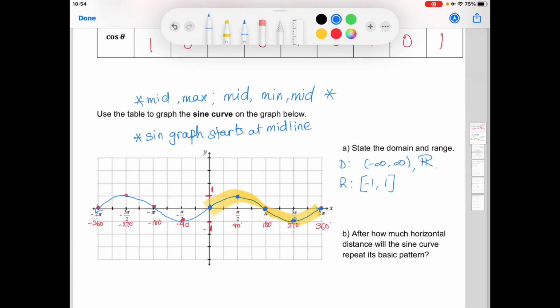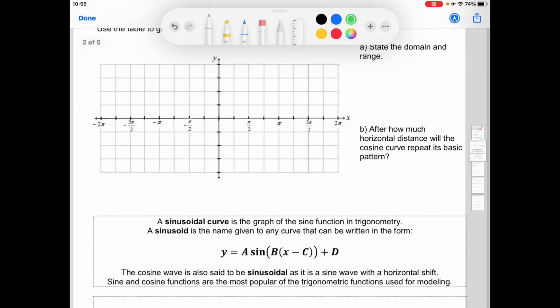So if you look at it, I went from mid, max, mid, min. I'm going to use a different color, so I'm going to start again. Mid, max, mid, min, mid. So how long was that? And then if I go again, it will be max. So it is 360 degrees. 360 degrees, or can I say 2 pi radians, right? So either or, it repeats after that.